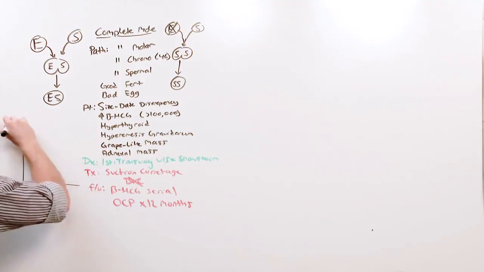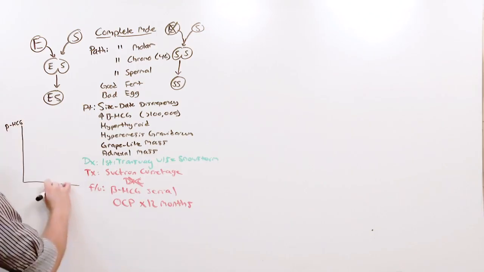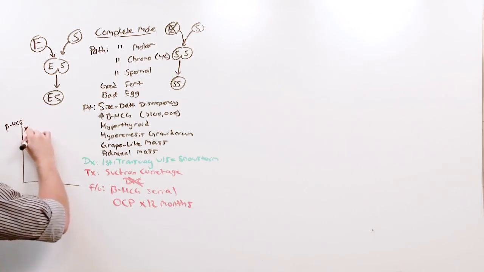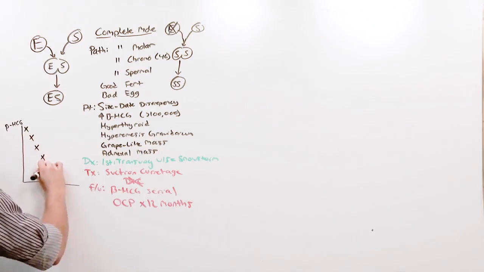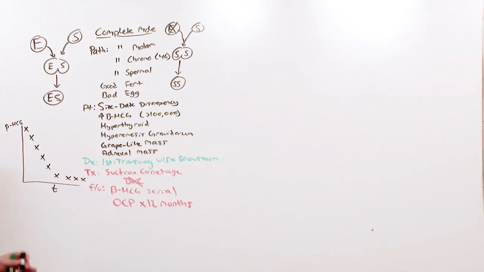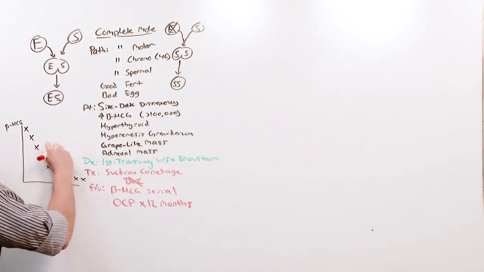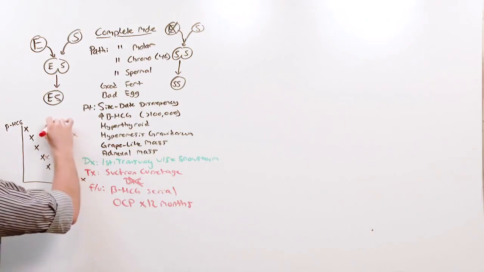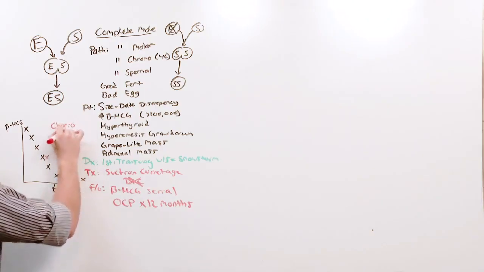This is the beta-HCG level. This is time. As you remove the tumor, what should happen is that beta-HCG level should fall to 0 and stay 0. If at any time it begins to rise, you're worried about invasive disease. This is choriocarcinoma.